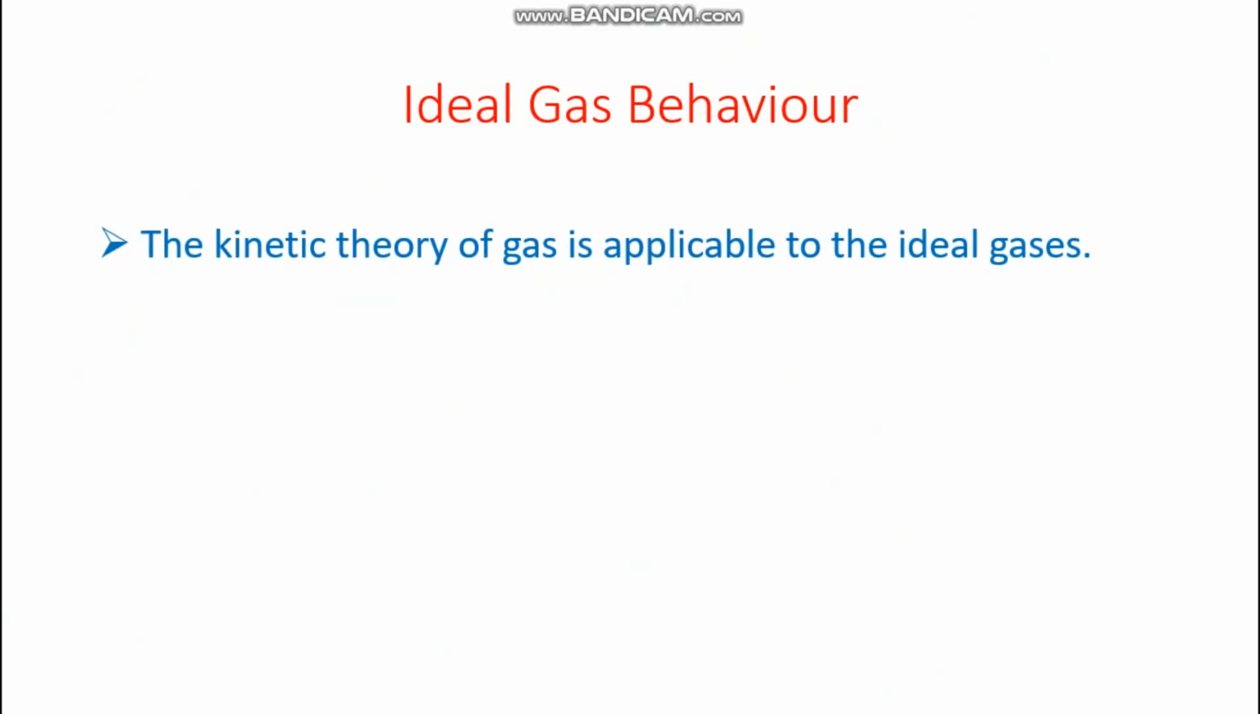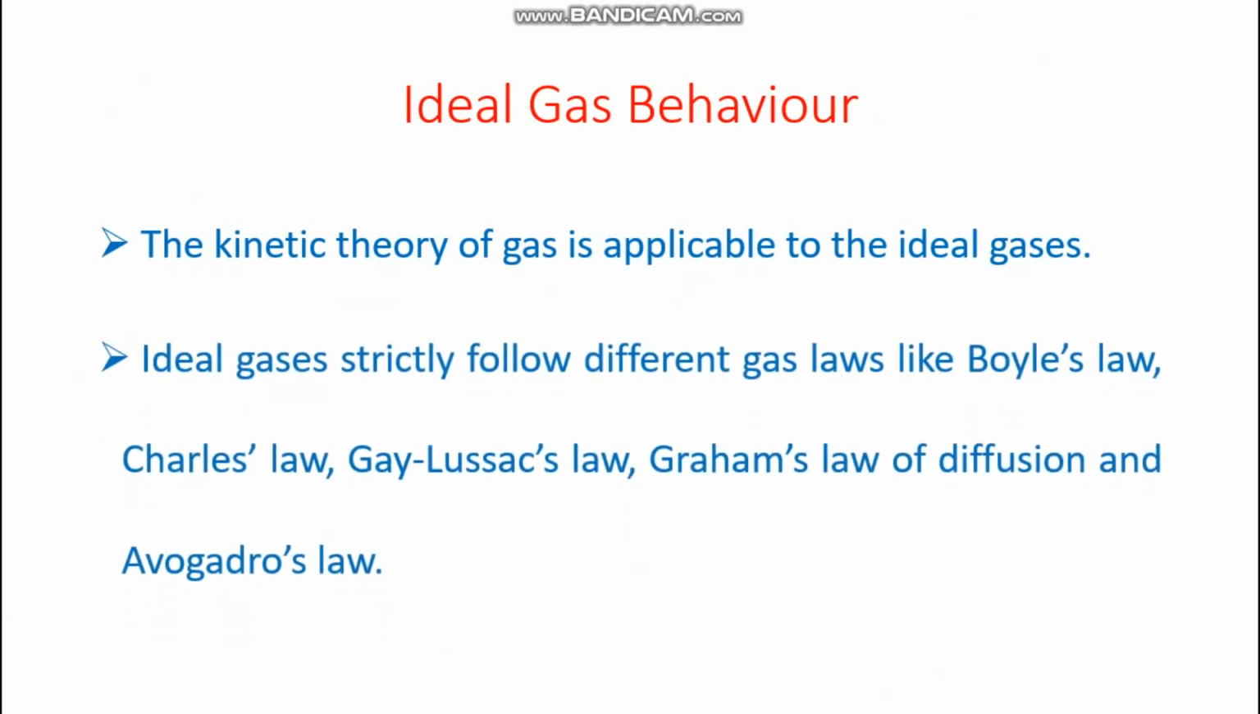The kinetic theory of gas is applicable to the ideal gases. We have learned about the kinetic theory of gas, that it was derived by Maxwell and Boltzmann. And the ideal gases strictly follow different gas laws like Boyle's law, Charles's law, Gay-Lussac's law, Graham's law of diffusion, and Avogadro's law. So let's have an idea about all these laws. Let's start with Boyle's law.